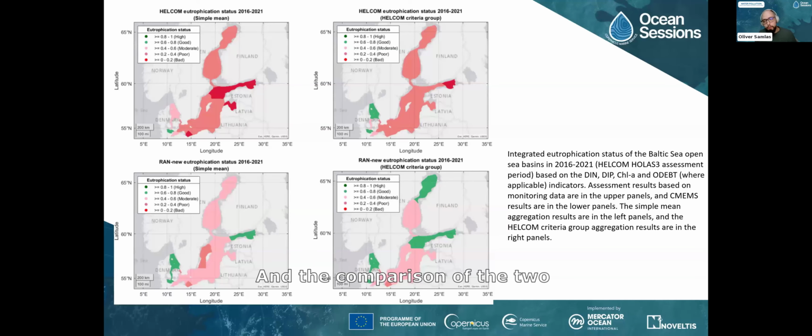And the comparison of the two applied aggregation methods showed that if the HELCOM aggregation method was applied, the eutrophication status assessment actually improved in multiple basins. As you can see, compared to the simple mean with the model products, the central basins, the Eastern Gotland Basin, got better, as well as the Bothnian Bay on the top, and also the central parts.